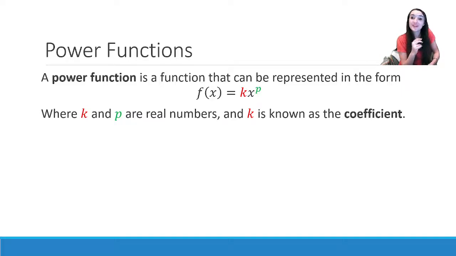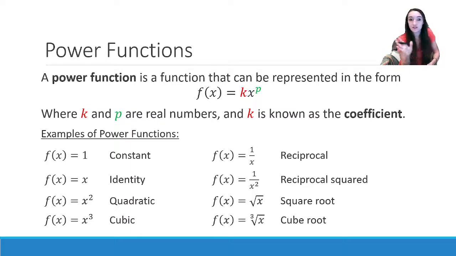So before we get to what a polynomial is, we're going to look at something a little bit simpler. A power function is a function that can be represented in the form f of x equal to kx to the p, where k and p are any real numbers and k is known as the coefficient.